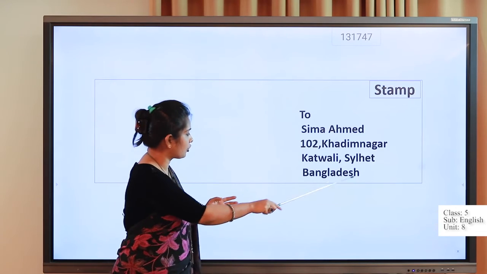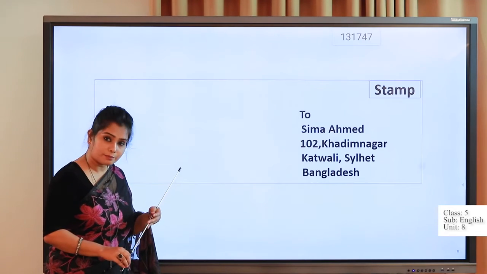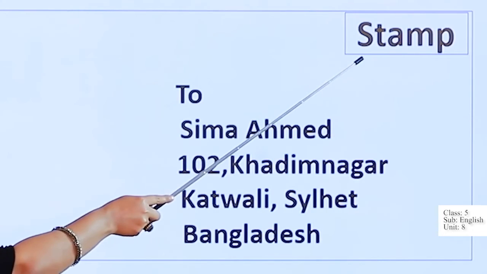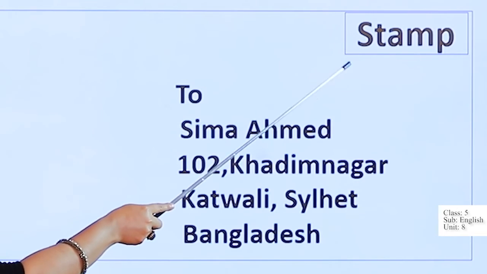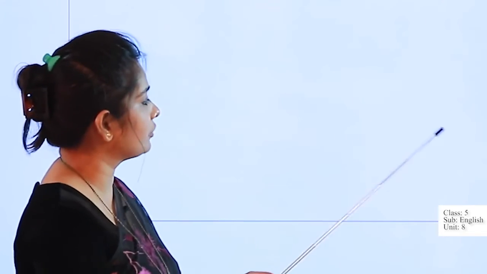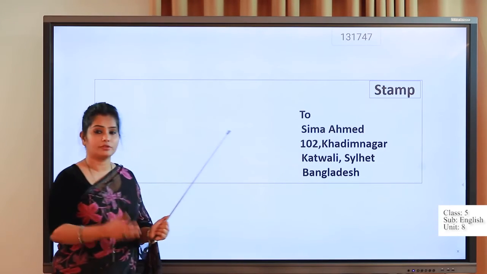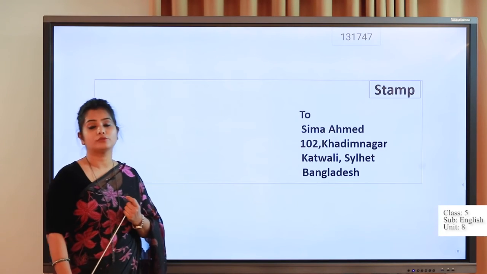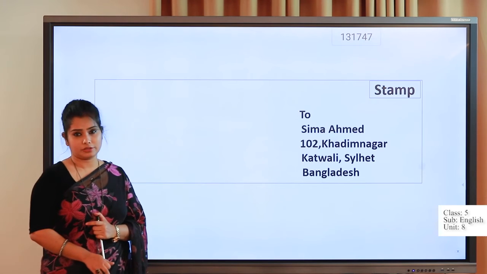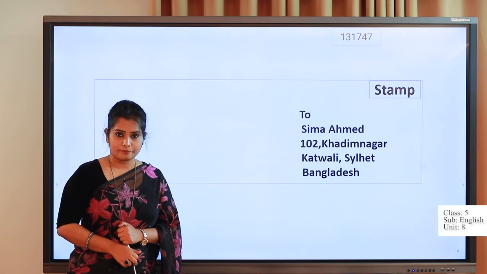First, you have to draw an envelope on your white paper, and then you have to write stamp on the corner of the envelope. Then you have to write to. That means to whom you are writing the letter, the address of that person. To, and then Shima Ahmed, 102 Khadim Nagar, Kotwali, Sylhet, Bangladesh. This is the sample I have written for my previous letter, but you have to mention your address, the address of your school, okay? I hope you can do it at your home.